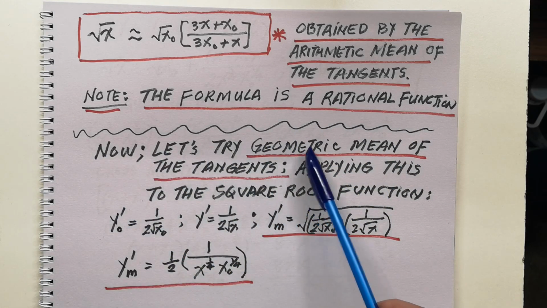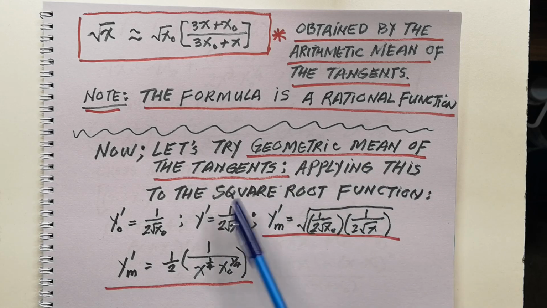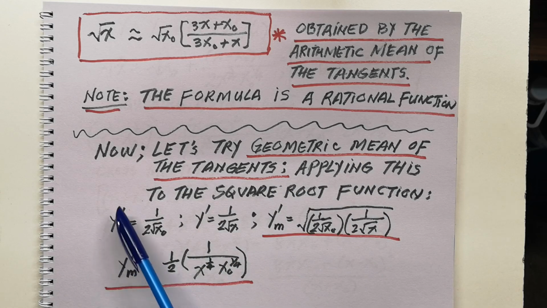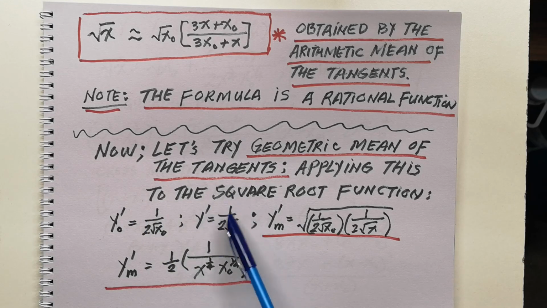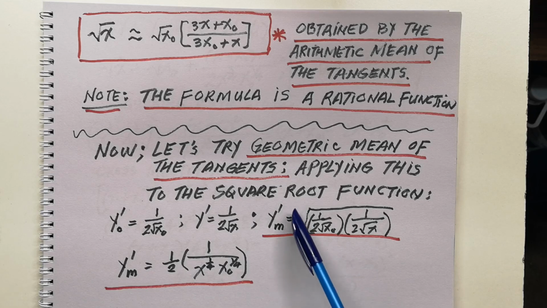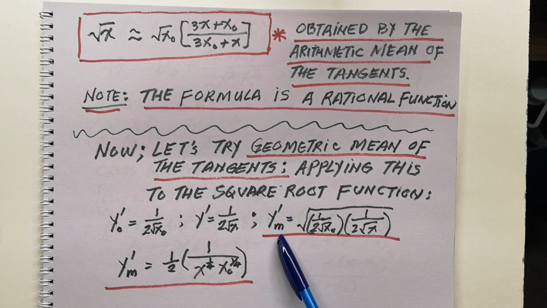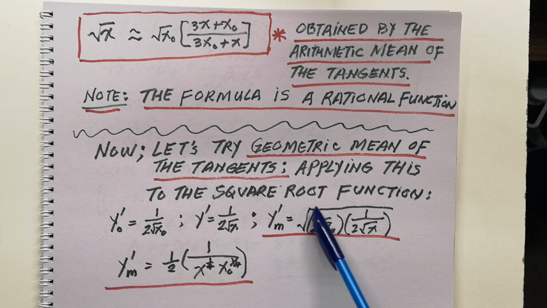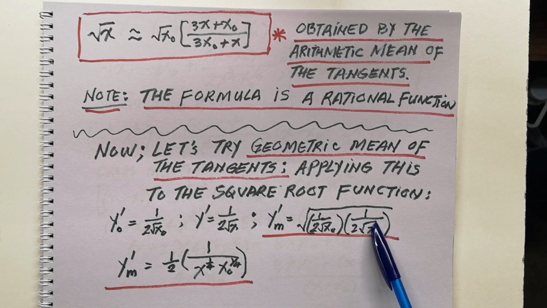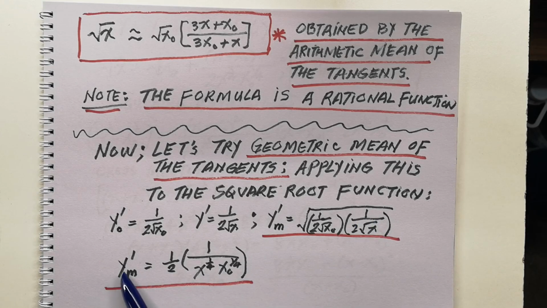Now let's try the geometric mean of the tangents, applying this to the square root function, as y prime at 0 is equal to 1 over 2 square root of xo and y prime is equal to 1 over 2 square root of x. So y prime mean, that's the geometric mean, is equal to the square root of the two tangents, this one multiplied by that one. Simplifying, we'll get y prime geometric mean equal to 1/2 of 1 over x to the 1/4 multiplied by xo to the 1/4.